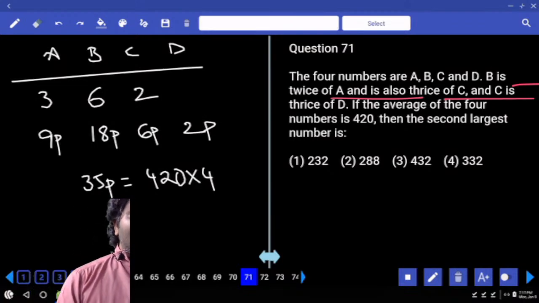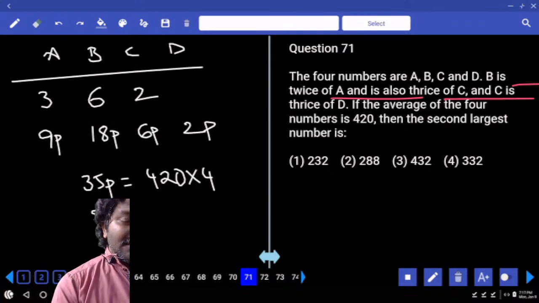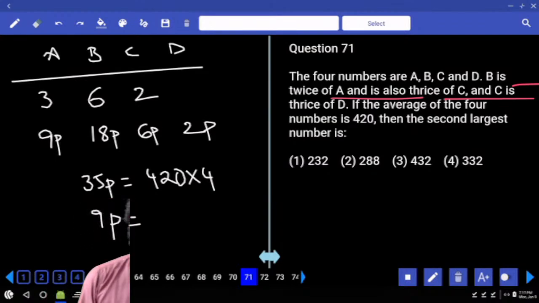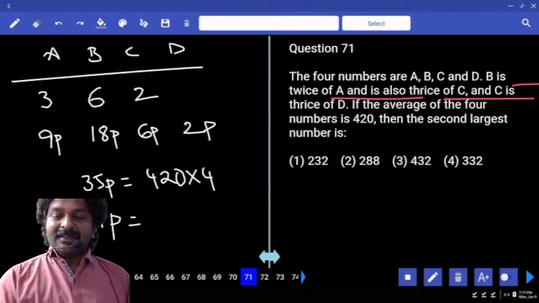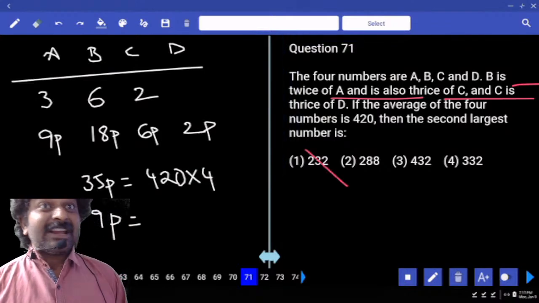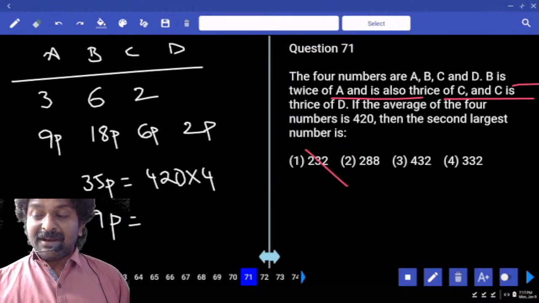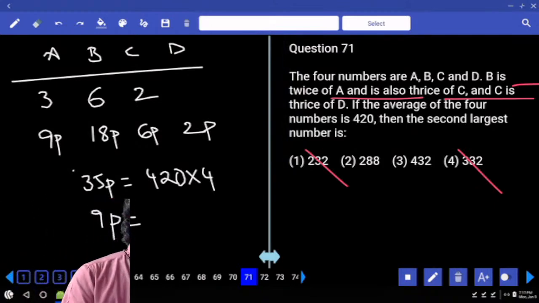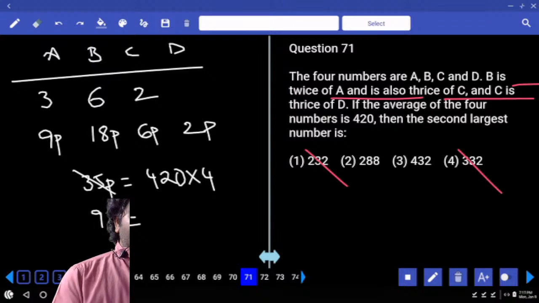Second largest number. What is second largest number? 9 parts. Should be a multiple of 9. How many 9 multiples are there? First cannot be your answer. Second may be your answer. Third may be your answer. Fourth cannot be your answer. Yes? Cancellation with 5. 5.